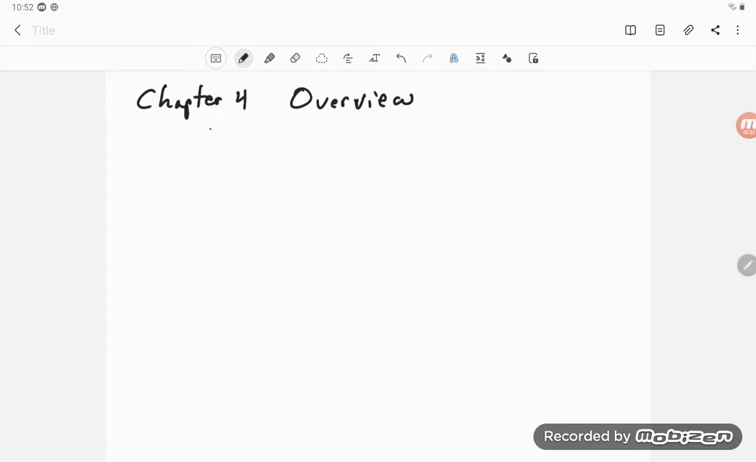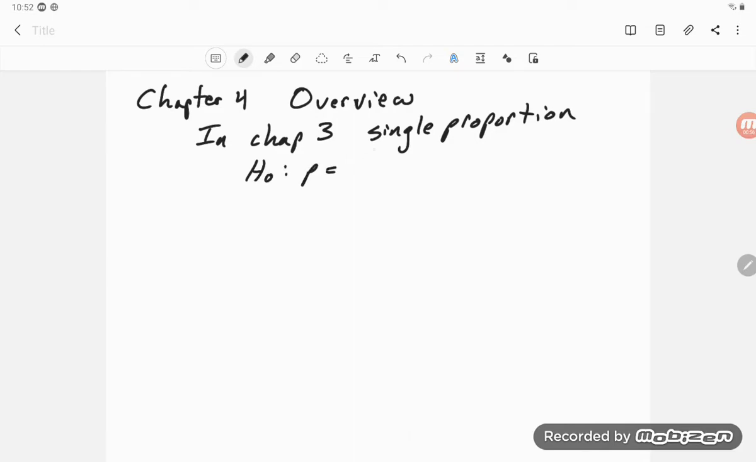So in chapter 3, we looked at a single proportion, and with that we had a hypothesis test. So we had an H0 where P is equal to some P0, and an HA where that proportion was not equal to that P0. And so we looked at that hypothesis test, and related to that we looked at a confidence interval.